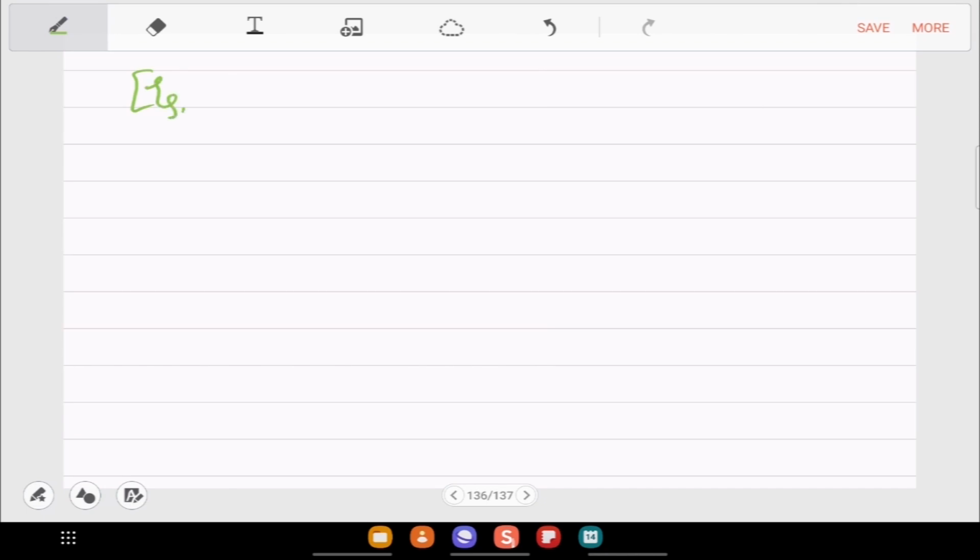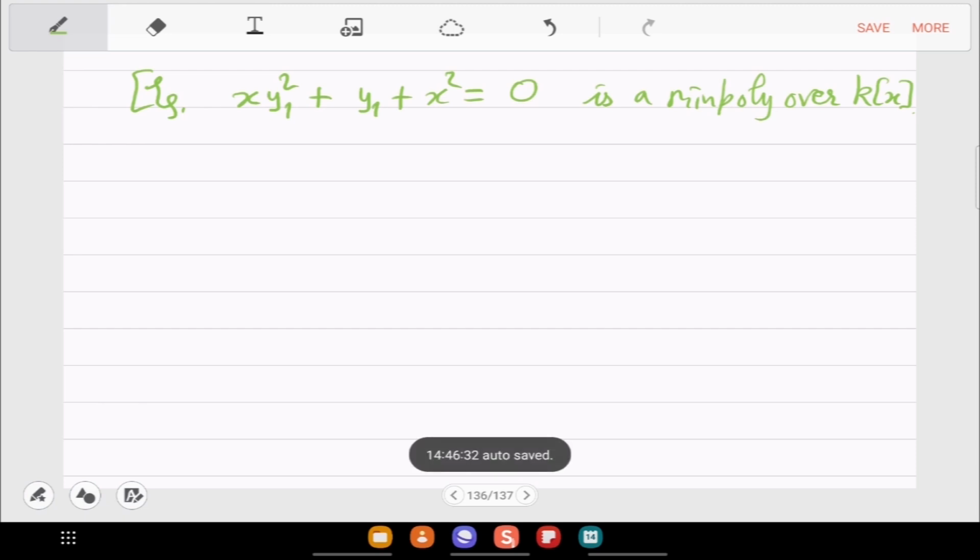Suppose you got a y1 whose min poly is this. Over the univariate polynomial ring, the min poly is this. The problem is that this leading monomial y1 square has coefficient x. We want it to be 1. How do you make it 1? If you divide by x, then the problem is that you will get 1 over x times y1. You don't want that. So what do you do?